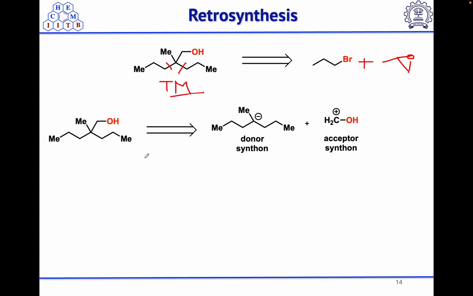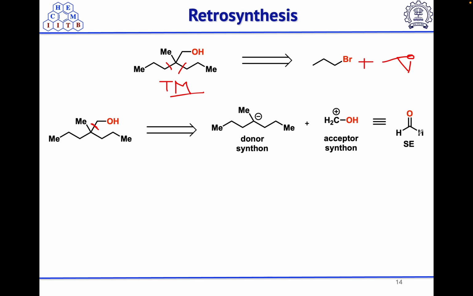Now in another plan approach, we can think about this C-C disconnection. That leads to this donor synthon and this acceptor synthon, right? So this is the donor synthon here, and this is the acceptor synthon for this retrosynthetic approach. So now what will be the synthetic equivalent?